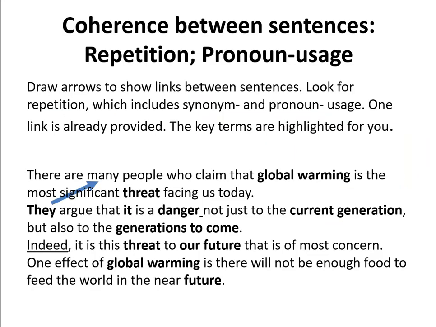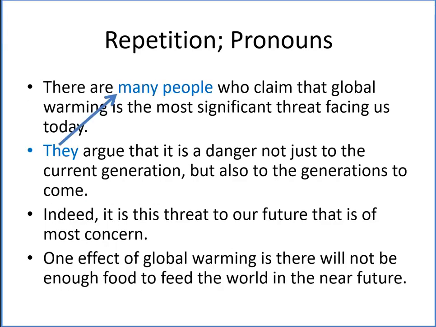Here's an example of a coherently written text where I've highlighted the key terms for you, and I've also put in the first link between old and new. Notice that uses a pronoun. The pronoun they is a repetition of many people, and it links sentence 2 to sentence 1.